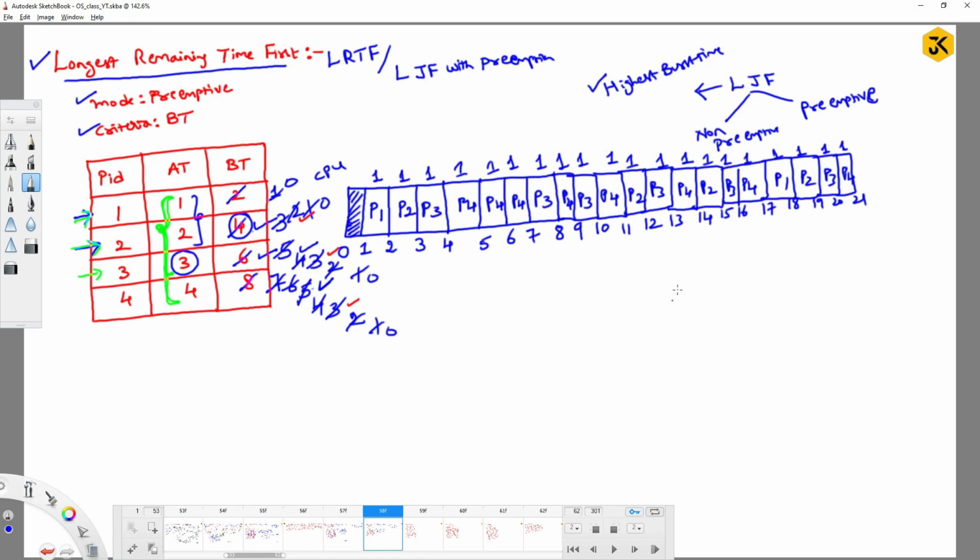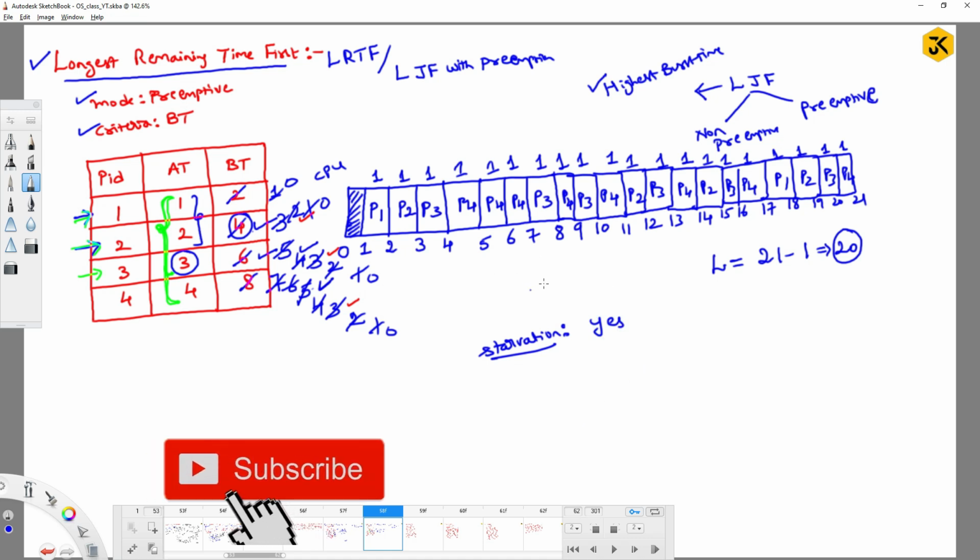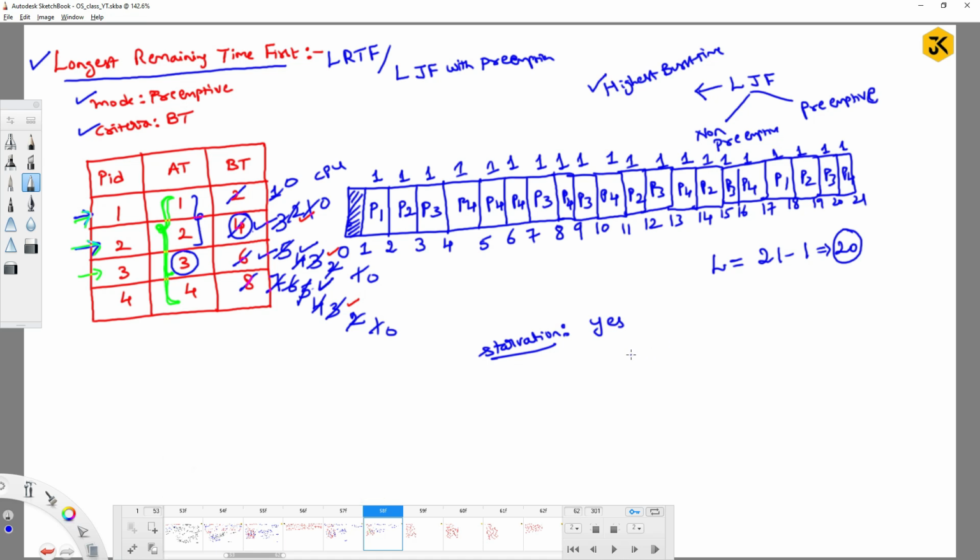Fine. So what is the scheduling length here? Scheduling length will be 21 minus 1, which is equal to 20. So what is the general meaning of scheduling length? All those things you can observe in the earlier videos. Have you observed any starvation here? Yes. Starvation will definitely exist, because if there is any process which always has the highest burst time, definitely the lower burst time processes will lead to starvation. Okay, hope you understood this video clearly.